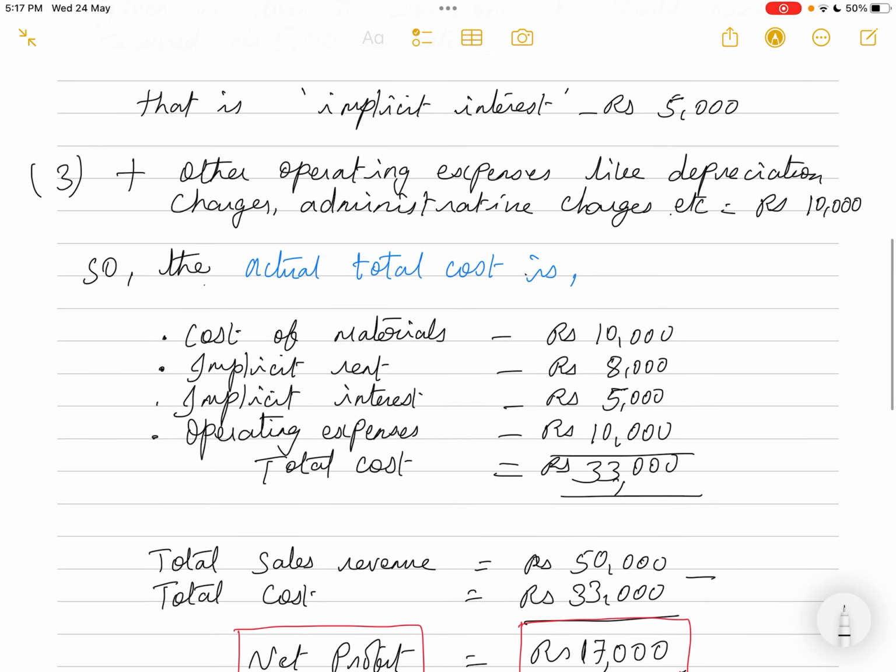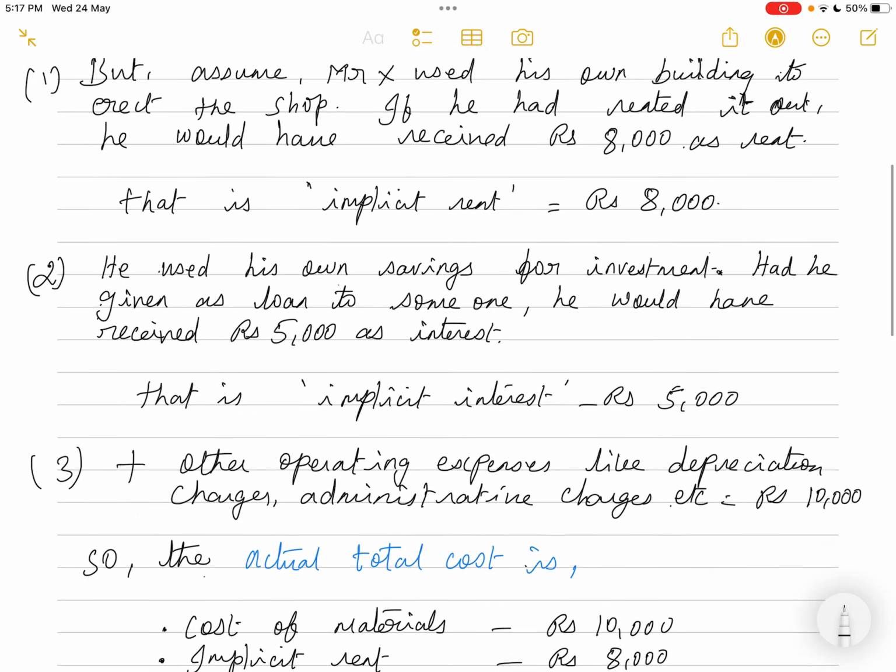I hope you have understood the concept clearly: what is the difference between the gross profit and net profit, and what are all the items which are included in the gross profit, and which you have to deduct in order to arrive at the net profit.